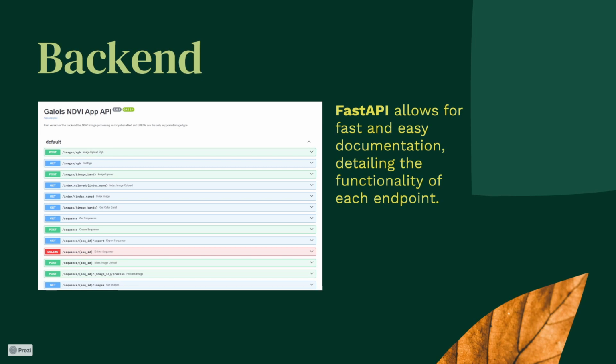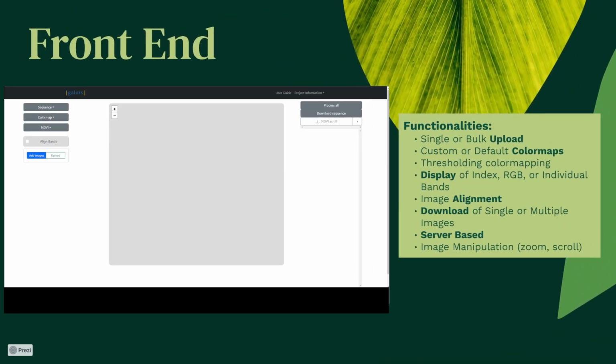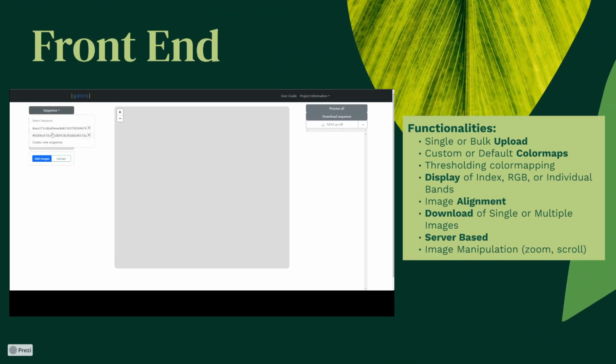FastAPI was our choice of backend partially because of the easy documentation methods. FastAPI does a lot of the heavy lifting and creates this form of Swagger docs as a fast way to check documentation and ensure correct implementation. Finally, we get to our front end, which has a lot of functionality.